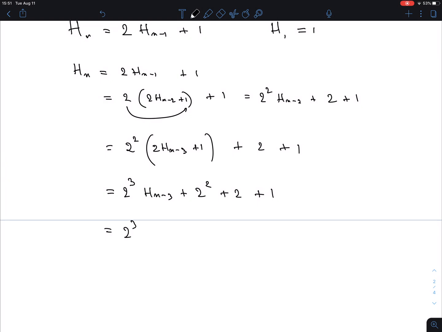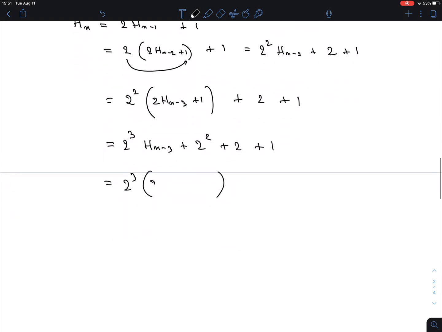So 2 to the third. Now, stop the movie, try to figure it out yourself. So here would go h(n-4) plus 1, right? 1 less, plus 2 squared plus 2 plus 1, that stays the same. If I expand, I get 2 to the power 3 times 2, that's 2 to the 4, h(n-4), plus 2 to the third, plus 2 squared, plus 2 plus 1.